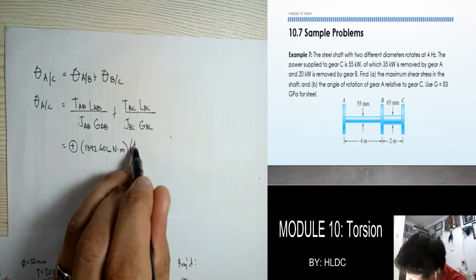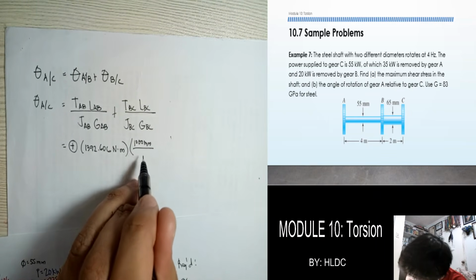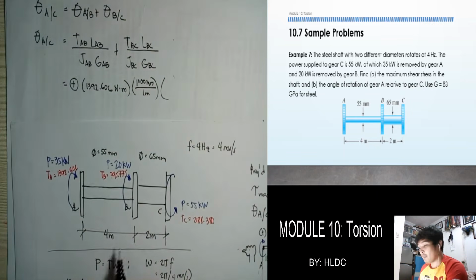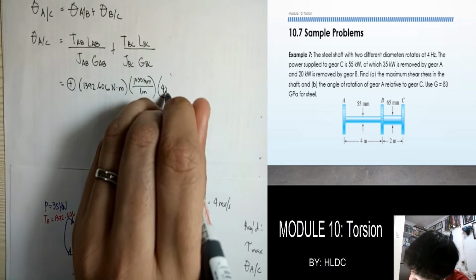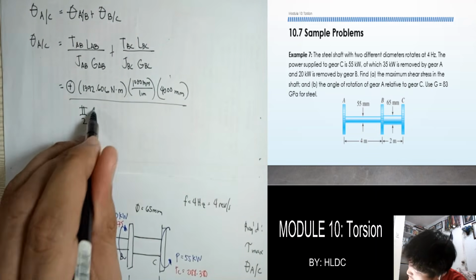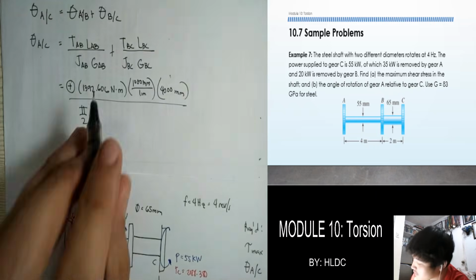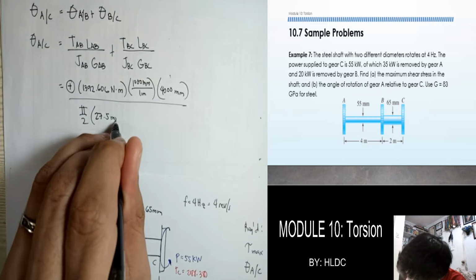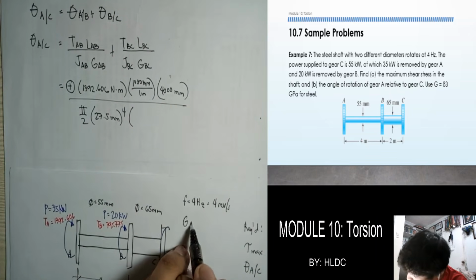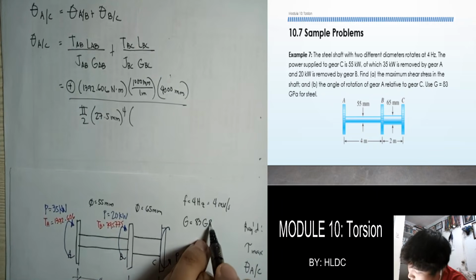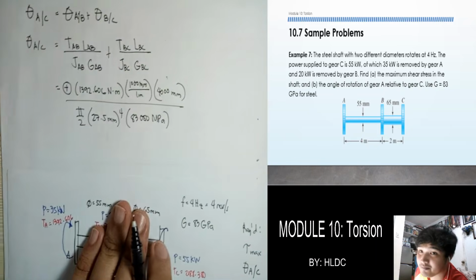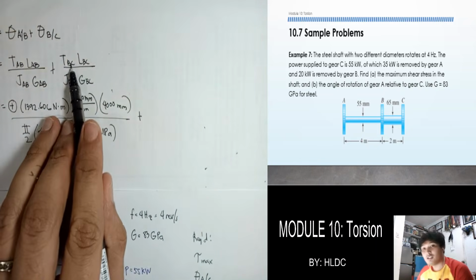So, ko-convert ko yan. So, tatimes ko yan ng 1,000 mm over 1 meter. And then, yung length ng AB is 4 meters, so gagawin ko na siyang 4,000 mm. And then, J niya is pi over 2 radius raised to 4. So, radius is 27.5 mm raised to 4. And then, G. So, binigyan tayo ng G, no? So, sabi, use G is equal to 83 gigapascal. So, lalagay ko dito 83,000 megapascal.